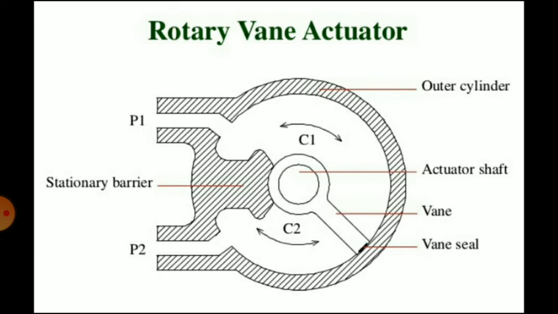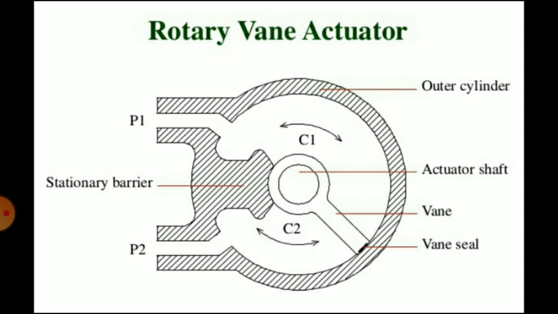Now the first category of the rotary actuator is limited rotary actuators, because it will operate in a limited rotation. And the second category, when it is a continuous full rotation, it is called hydraulic motors. So the first category that we will see is limited rotary actuators.